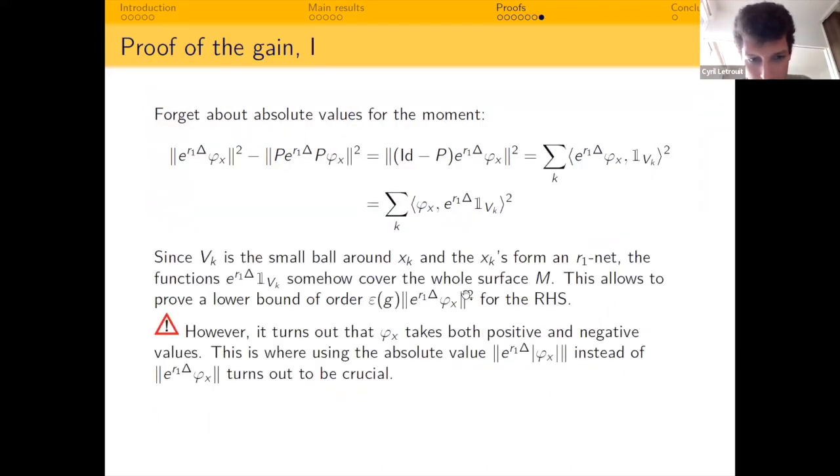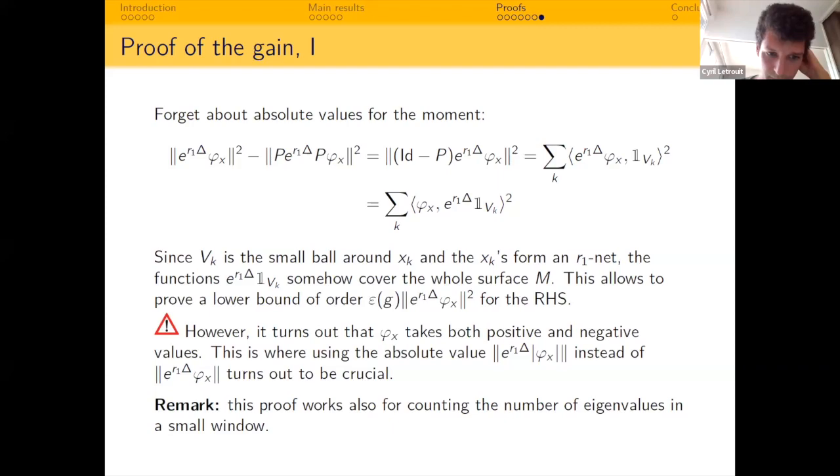And so actually, there is another game which is in fact quite a big part of the proof, where you use the fact that you have the right to put an absolute value to overcome the fact that you have a function which takes both positive and negative values.